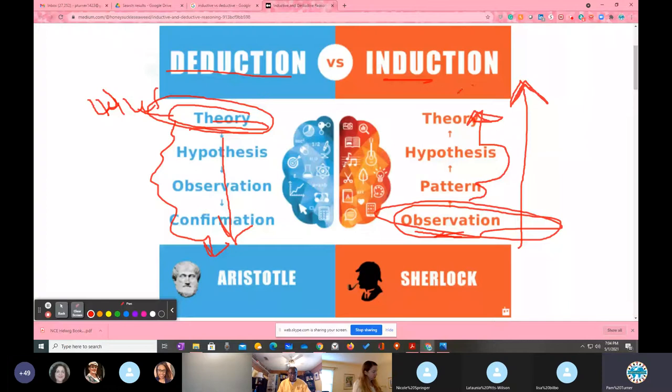Okay? So I deduce or I induce. Deduce is you are guilty. I'm going to arrest you first. You're guilty, right? And then I'm going to find the information to prove you guilty. I'm going to confirm my theory. Induction is the other way.